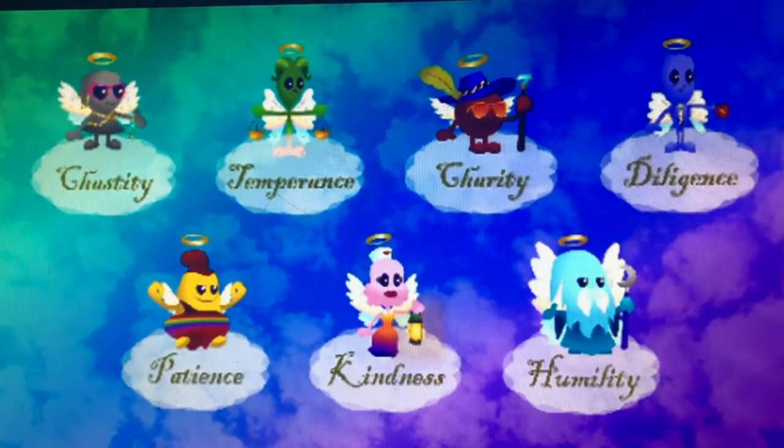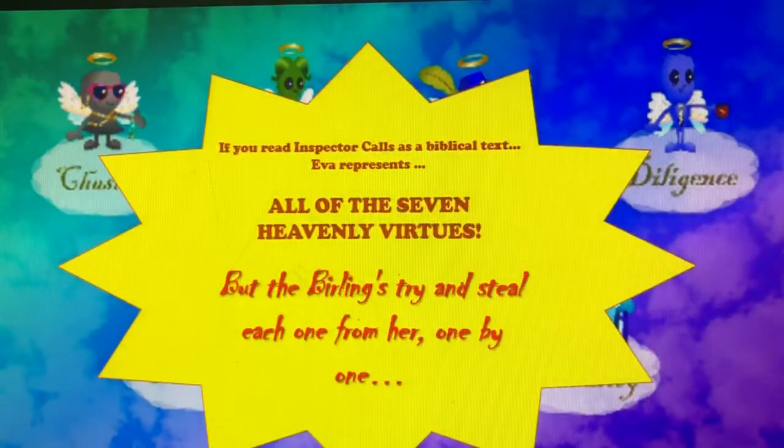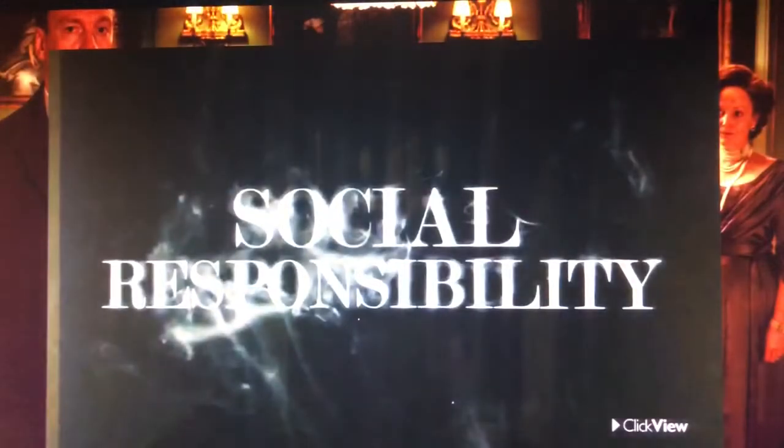Now, as you've probably seen in many of my other clips, we've talked about the Birlings representing different sins. Well, Eva might be suggested to hold many of the seven heavenly virtues. If you read An Inspector Calls as a biblical text, Eva represents all seven of these virtues, but the Birlings try and steal each one from her, one by one. Let's remind ourselves then of the social responsibility each of the Birlings have.